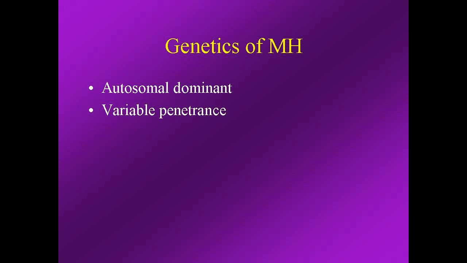Malignant hyperthermia is a genetic disease that is autosomal dominant with variable penetrance. Autosomal dominant means that the malignant hyperthermia patient only requires one abnormal gene in order to manifest symptoms of malignant hyperthermia, and variable penetrance means that the susceptible patient does not necessarily trigger with every exposure to a triggering agent.